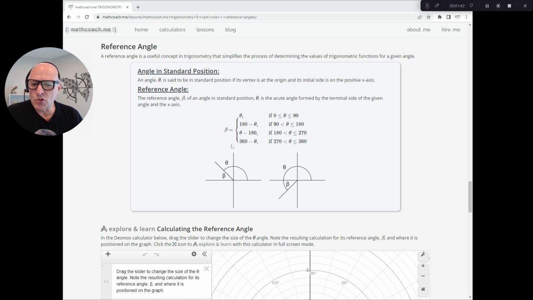This is the piecewise function for the reference angle beta. Between 0 and 90 degrees in quadrant 1, beta is equal to theta. Between 90 and 180 degrees in quadrant 2, beta is equal to 180 minus theta. Between 180 and 270 degrees in quadrant 3, beta is equal to theta minus 180. And finally in quadrant 4, between 270 and 360 degrees, beta is equal to 360 degrees minus the degree angle of theta.